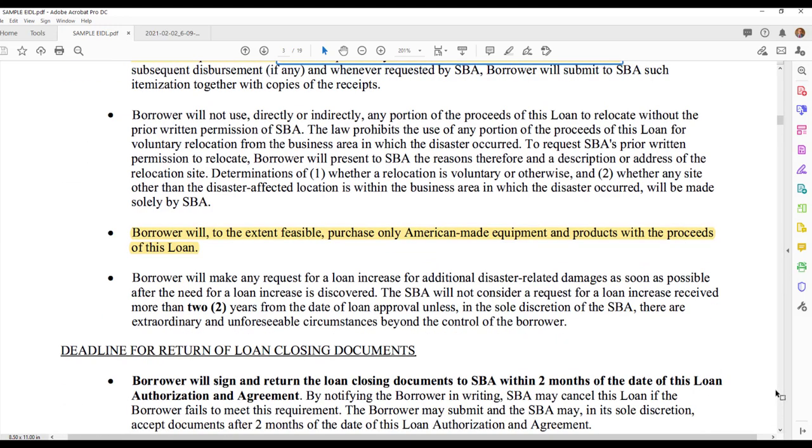Here's another clause people miss. There is a requirement to buy America first. So if you have 2 choices on something you can buy, and one of the options is an American-made product, and the 2 items are exactly the same, you're supposed to buy American-made first. You're supposed to buy an American product, not another product. And a lot of people miss that.